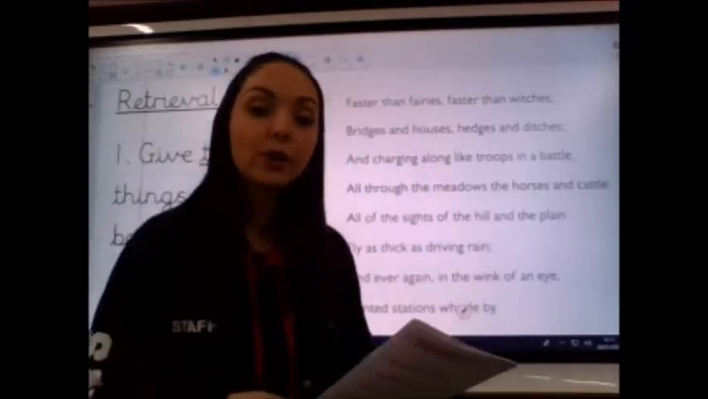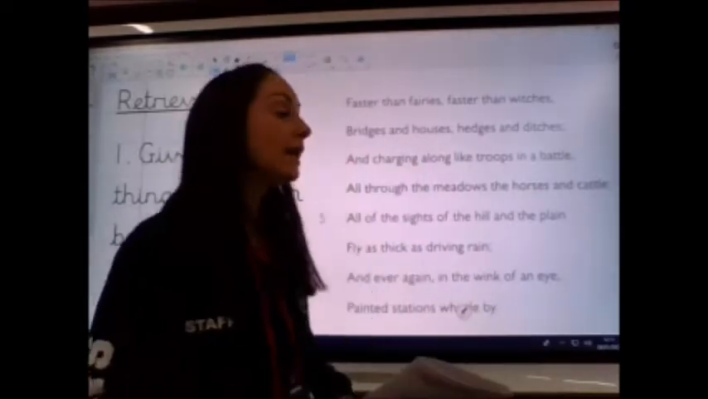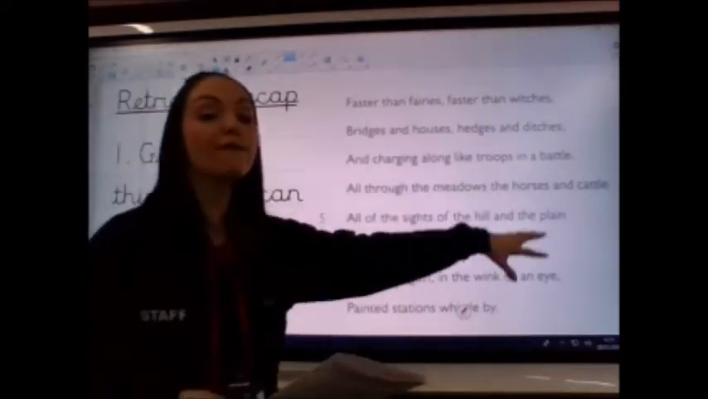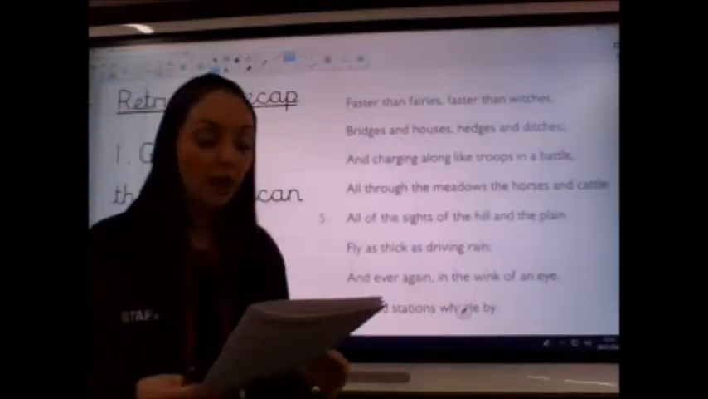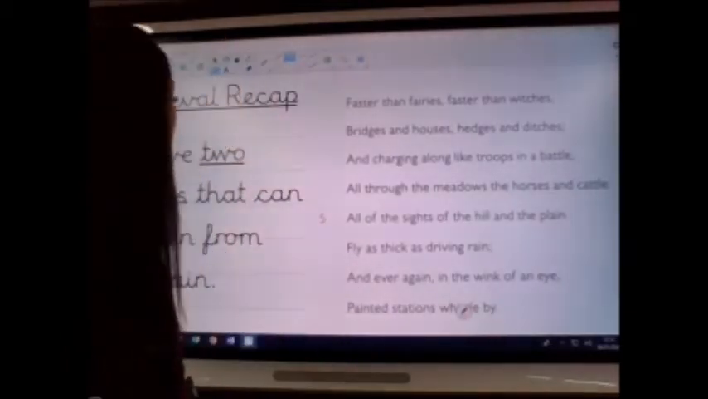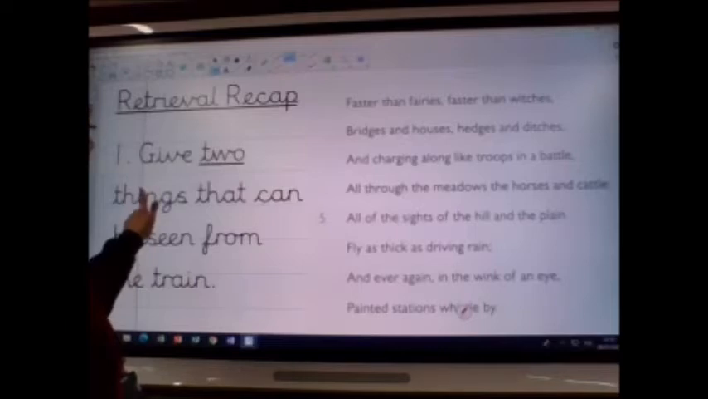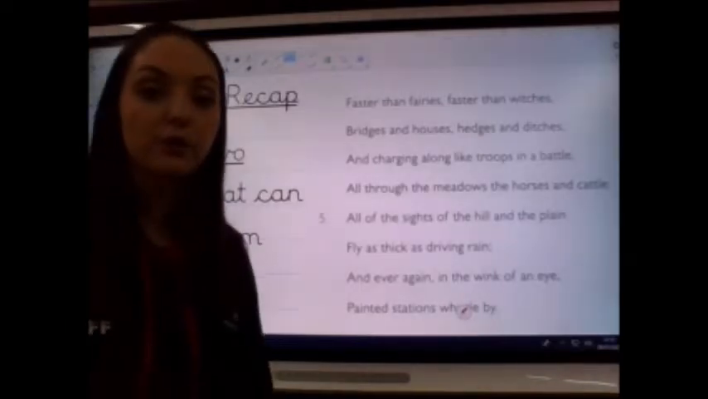Okay, so you can have a quick read through your poem then. I have got just the first verse on my board here to help us answer this question. Okay, let's have another look at the question then. So it says, give 2 things that can be seen from the train.